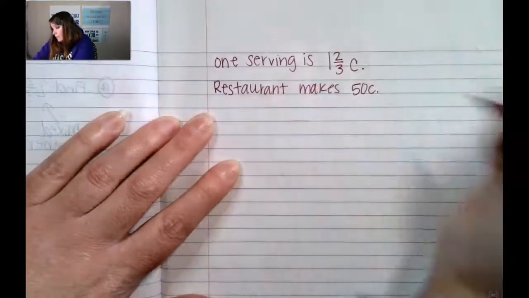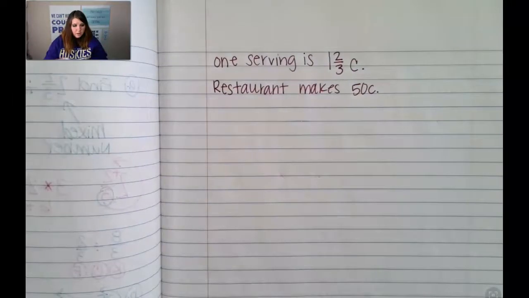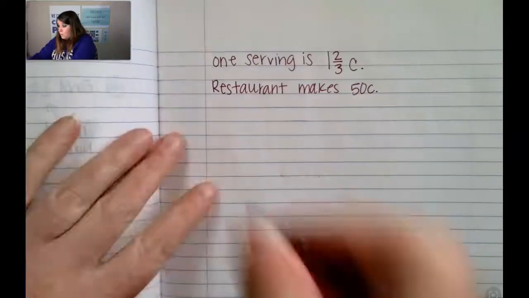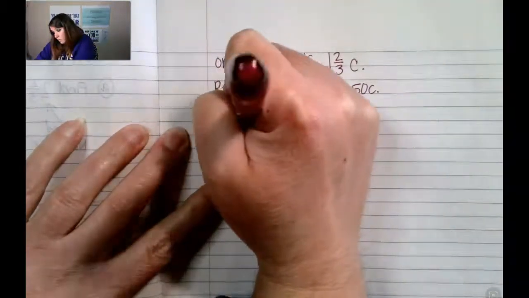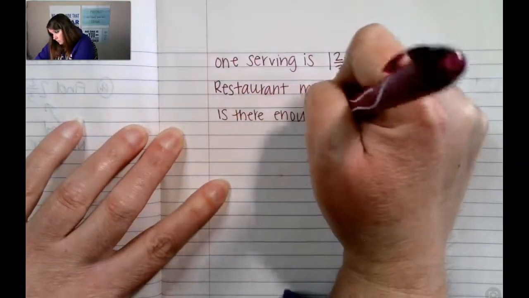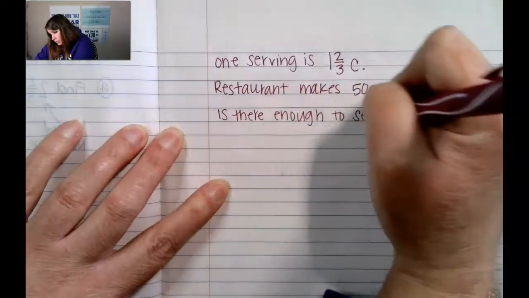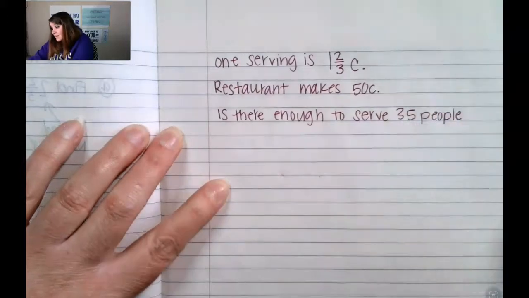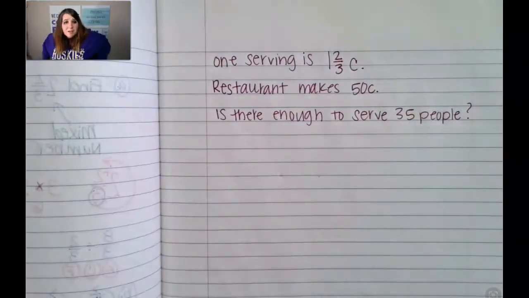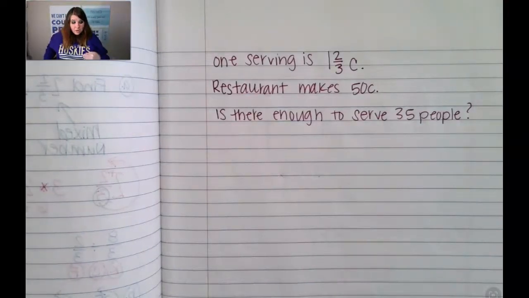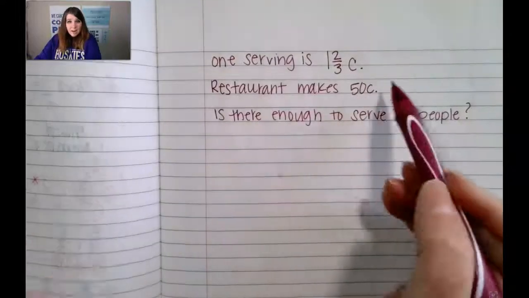So we get 50 cups of soup. That's a lot of soup. And we want to know, is there enough to serve 35 people? Is there enough servings? So we need to find out how many servings we actually have. So we have 50 is our grand total.